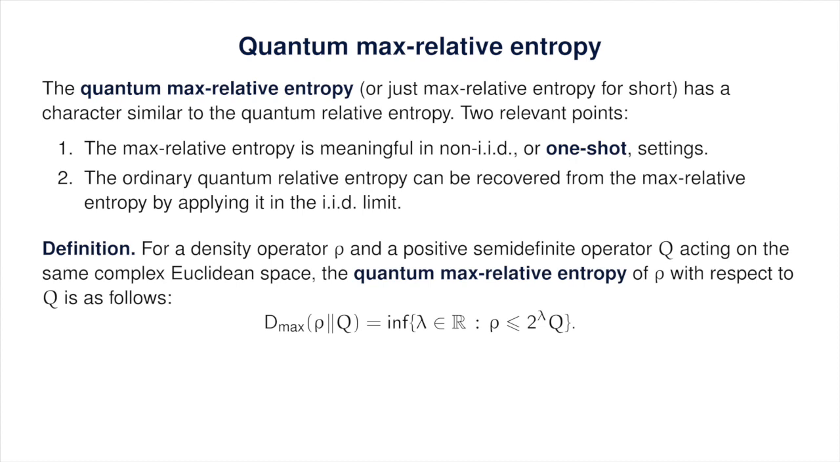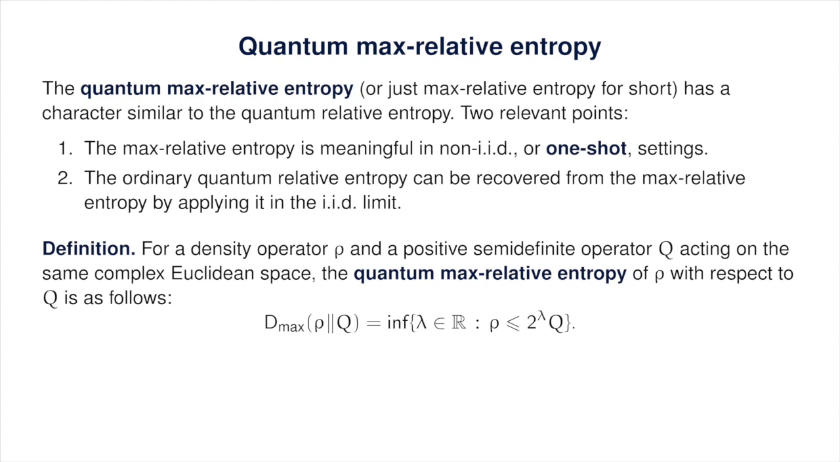Now let us move on to the definition of the max relative entropy. We define this quantity for a density operator ρ and an arbitrary positive semi-definite operator q. We're not going to bother to try to define this quantity when the first argument is not a density operator.